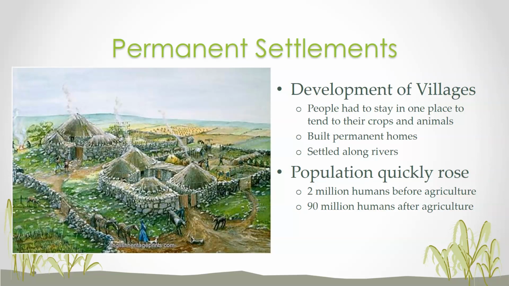Because people had animals and farms to tend to, we saw the development of permanent settlements. People started moving into these villages. They had to stay in one place in order to take care of their crops and their animals. And so they settled along rivers, which gave them access to fresh water for themselves, for their animals, and for their crops. After the agricultural revolution, the population quickly spiked. 2 million people inhabited the planet prior to the development of agriculture, and it spiked to about 90 million humans after agriculture.